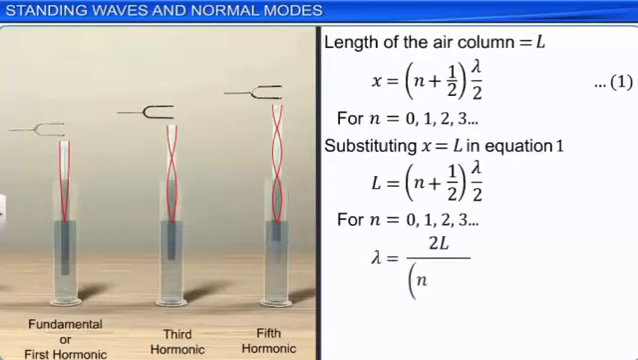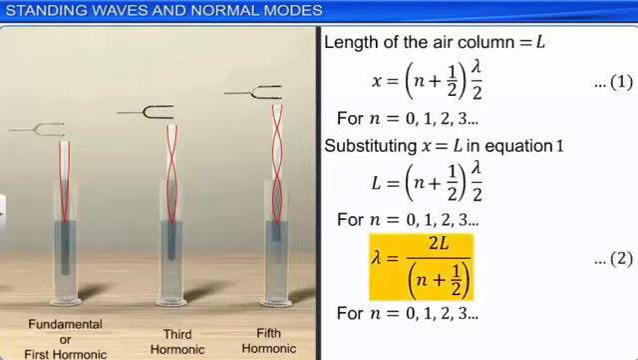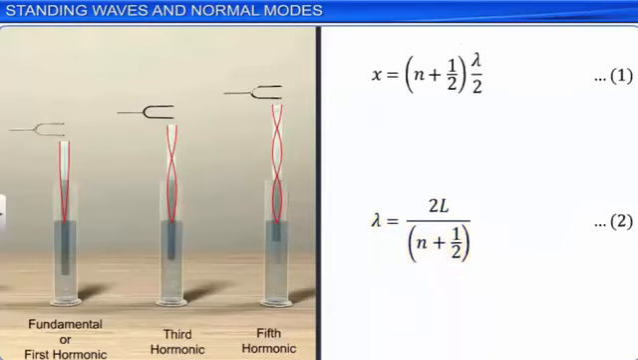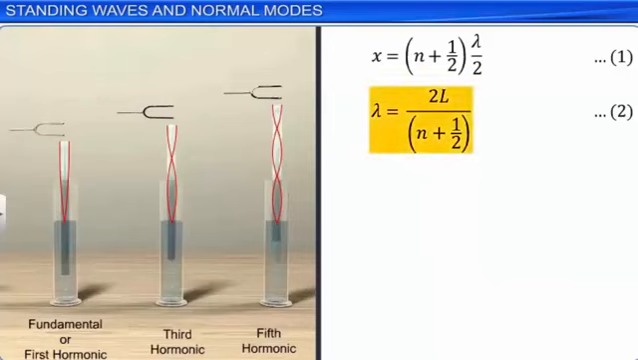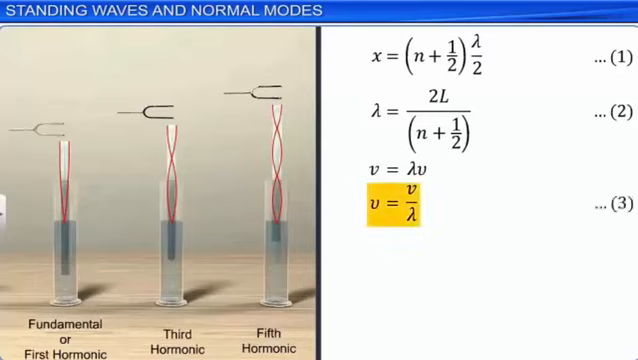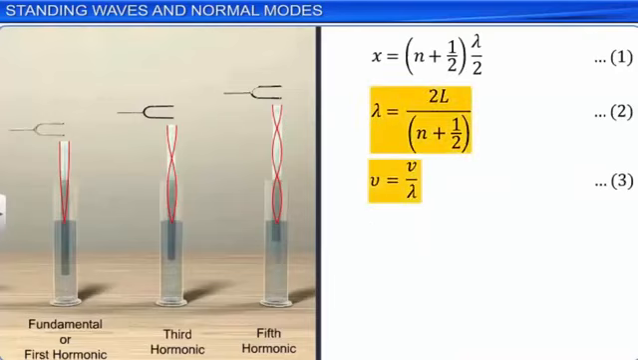Equation 2 gives the modes which are sustained in the air column. We know that v = λν, and by rearranging, ν = v/λ. Let this be equation 3. Substituting 2 in 3, we get frequency ν = v/(2L/(n + 1/2)). On rearranging the above equation, we get ν = (n + 1/2) v/2L, for n = 0, 1, 2, 3, and so on. Let this be equation 4.